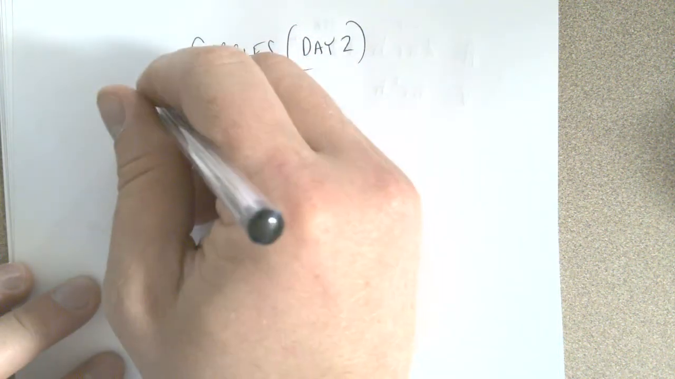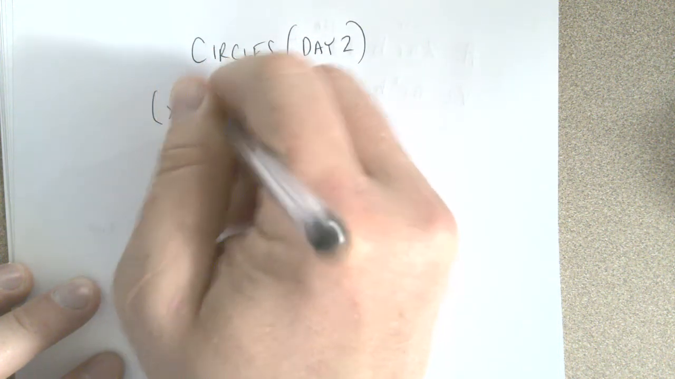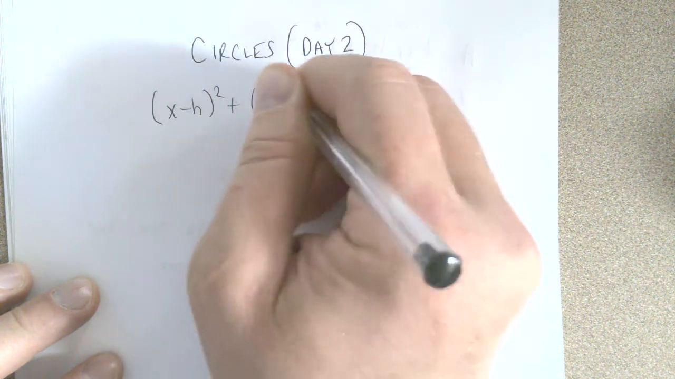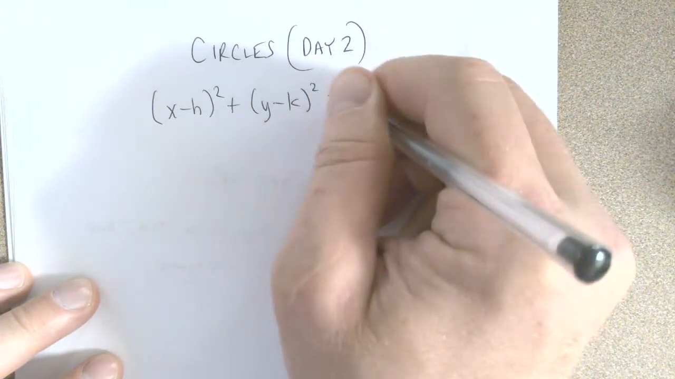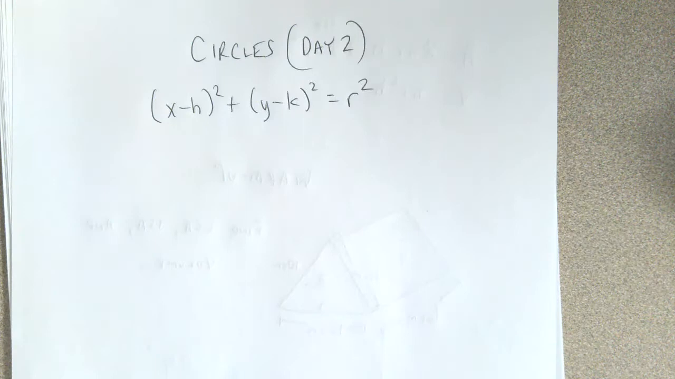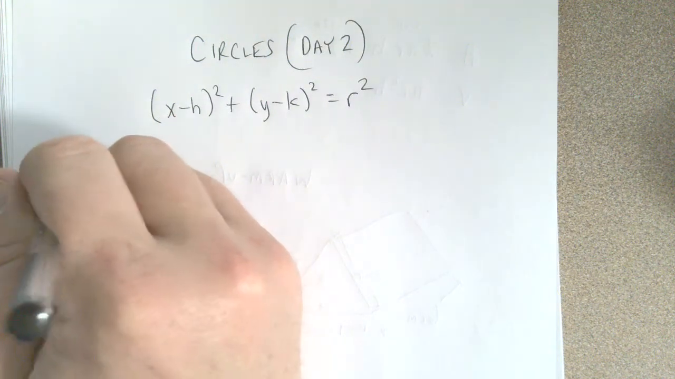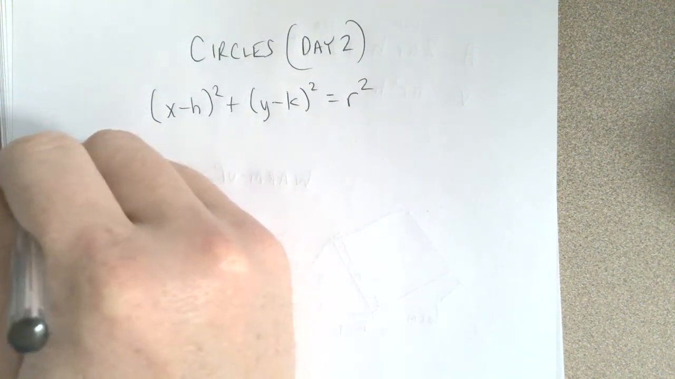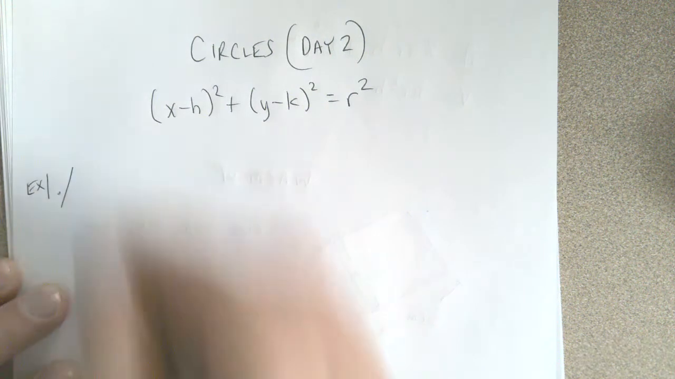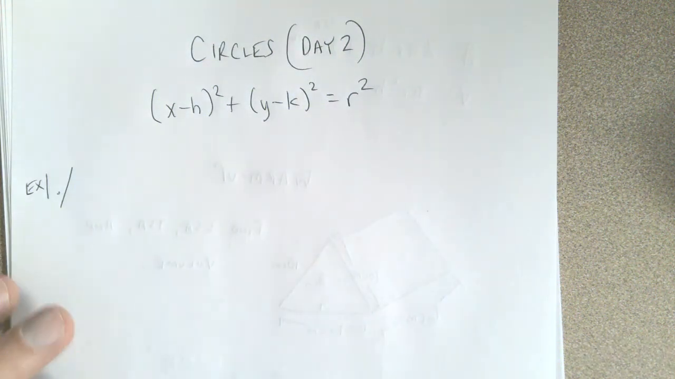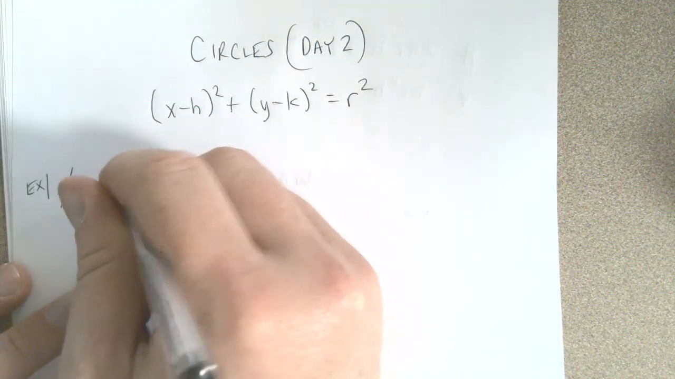Okay, so yesterday we showed you the correct form, or the standard form, which is x minus h squared plus y minus k squared equals r squared. And we're still going to be putting our circles in that form, so not any change there. But the only difference is the way that we're given the problem. So let's start with this one.